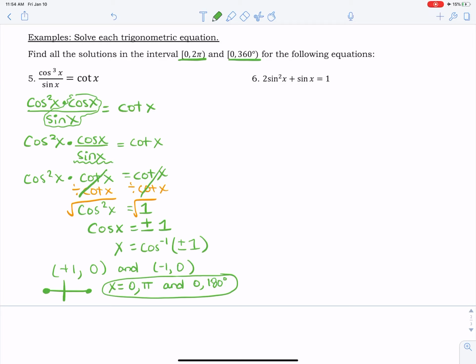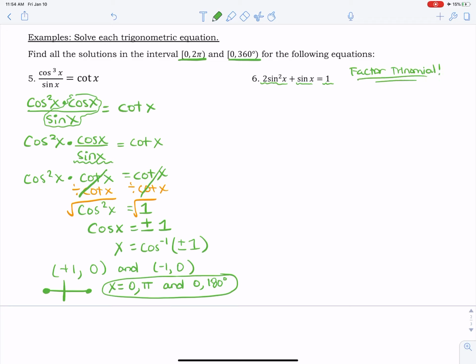That was a lot. We had to get some identities going on. And then once we got a single trig function, then we had to get x by itself. That is the goal. So let's do another one. This one is really, really different. This one has 3 terms technically. And whenever you see 3 terms, you want to think factor trinomial.